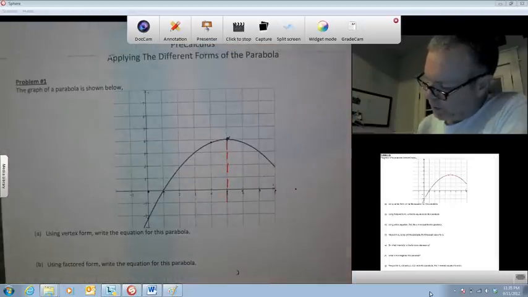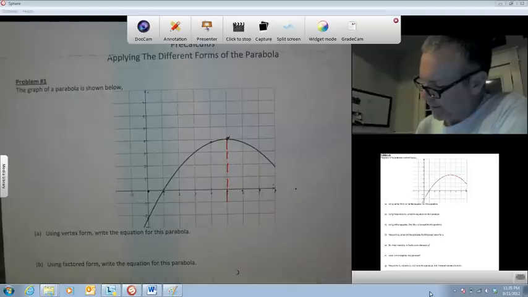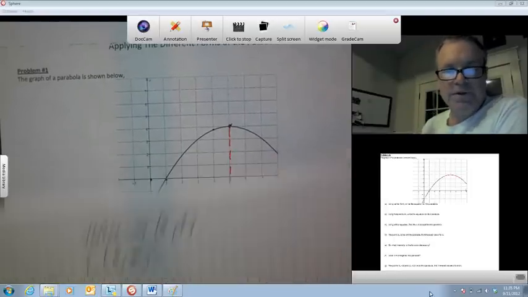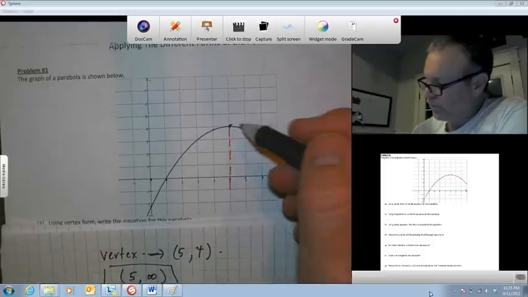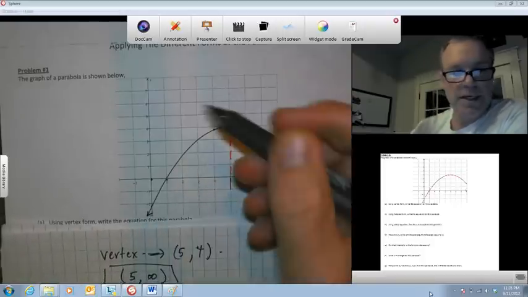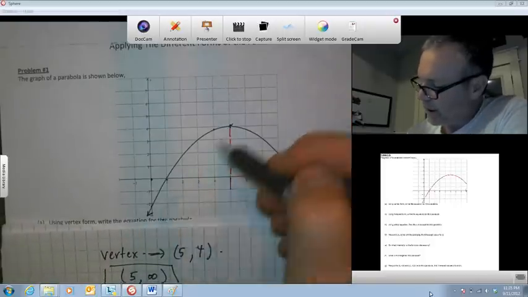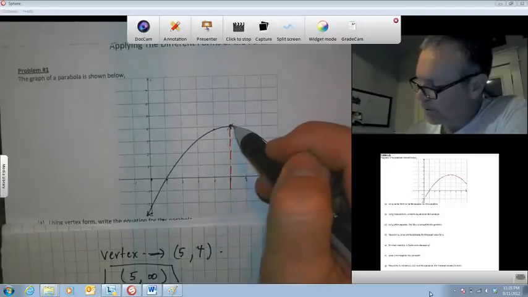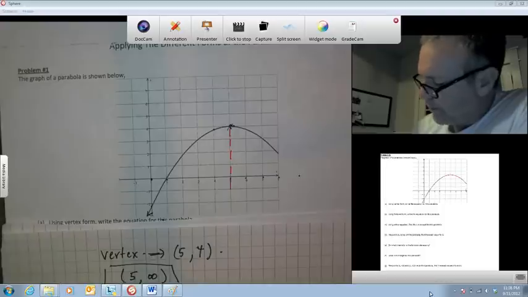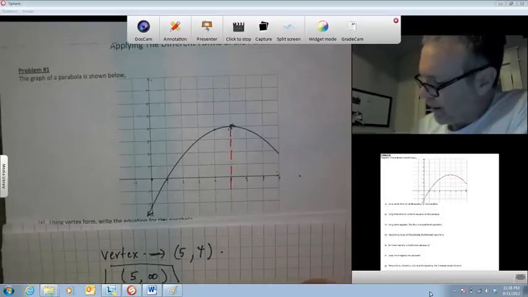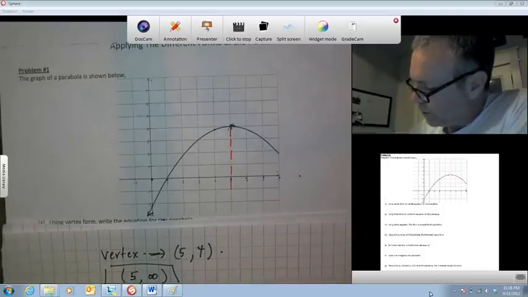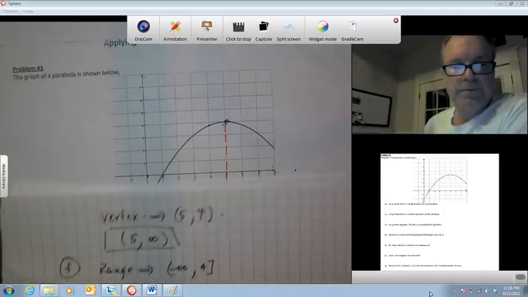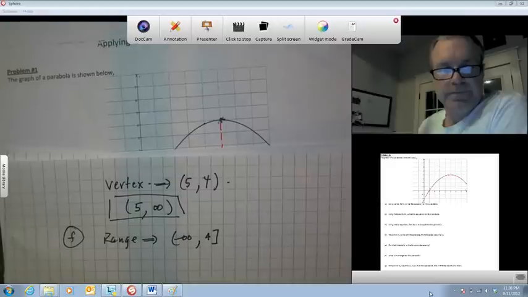Moving on to the next question, what is the range of this parabola? So we're looking at part F. The range of this parabola goes from, as it goes down, negative infinity on up to the y value of the vertex, which is 4. So the range of this function is negative infinity, we're not going to include that, to 4, and we are going to include that number.